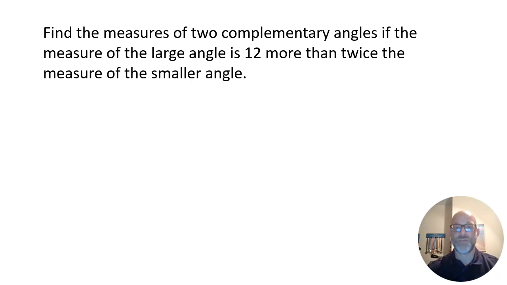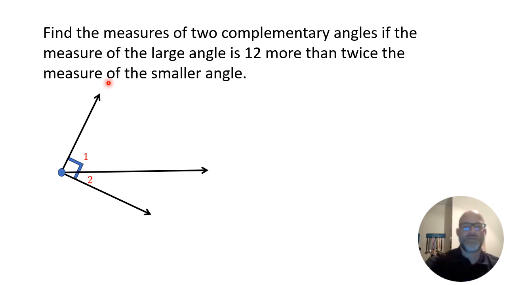Let's convert to geometry. We notice that the two angles are complementary, which means their angle sum must be 90 degrees. In addition to that, we see that the large angle is 12 more than twice the measure of the smaller angle. So the large angle is bigger than, 12 bigger than, twice the smaller angle. All right, something like this. There's our complementary angles summing up to 90 degrees, and we can see that the bigger angle is more than double the size of the smaller angle.